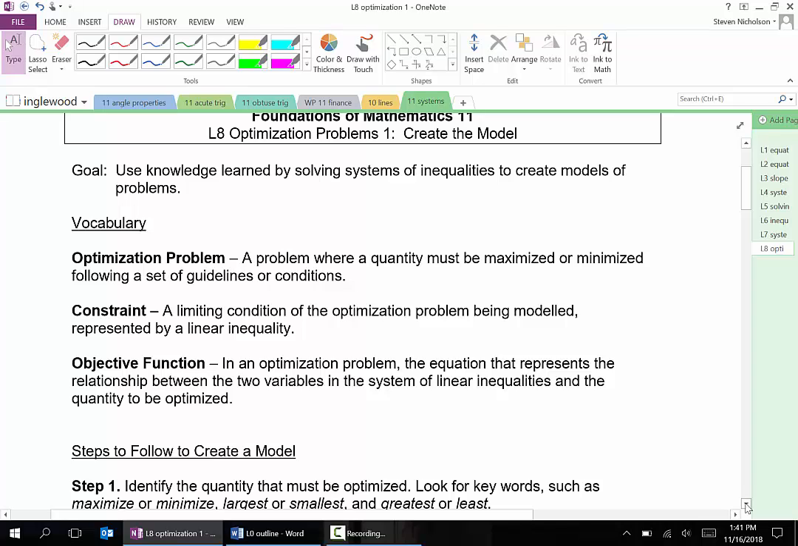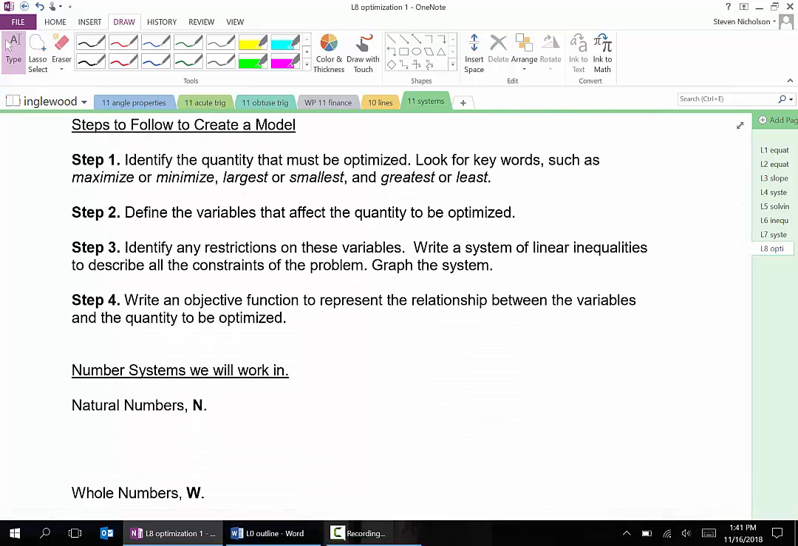Lessons 8, 9, and 8 are on optimization problems, and I've broken this unit in the textbook into three little pieces, and we're going to build up to the big ta-da, doing everything from scratch. So I'd like you to just pause the video for a sec and read through the vocabulary and the steps to creating a model and familiarize yourself with the wording. Okay, so we're going to come back to all those things as we work through the next three little videos.